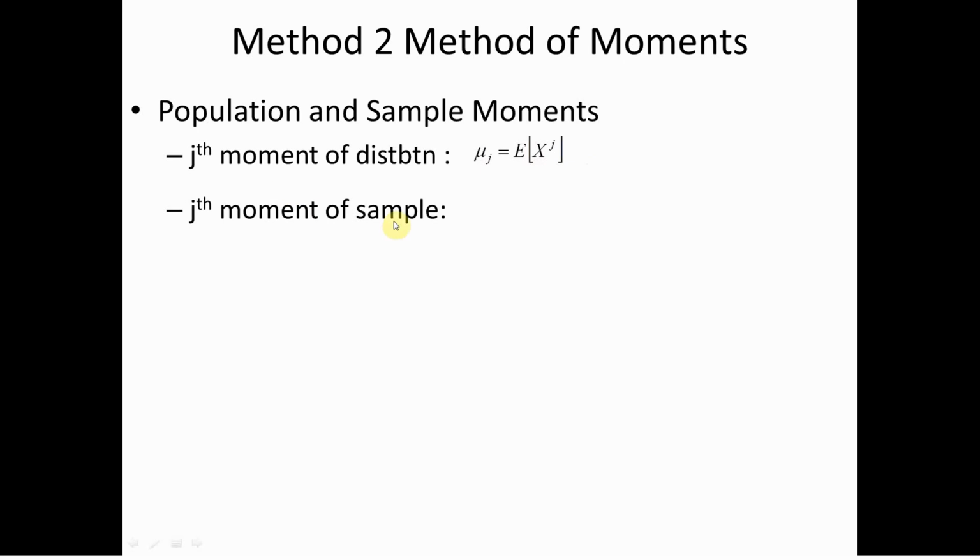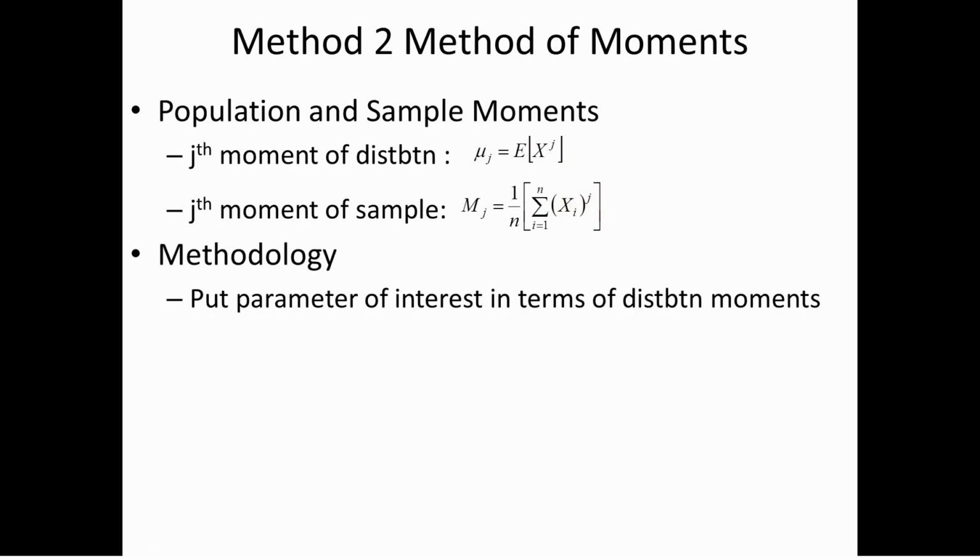What about the method of moments? Well, it's much easier. Here's all we do. We're first going to recall what we know about population and sample moments. The jth population moment of a distribution is the expected value of x to the j power. I'm going to call this the distribution moment. The jth moment of a sample is just the sample mean of x to the j. I'm just going to take the average value of x to the j from the sample. Now we're ready to see how the method of moments works.